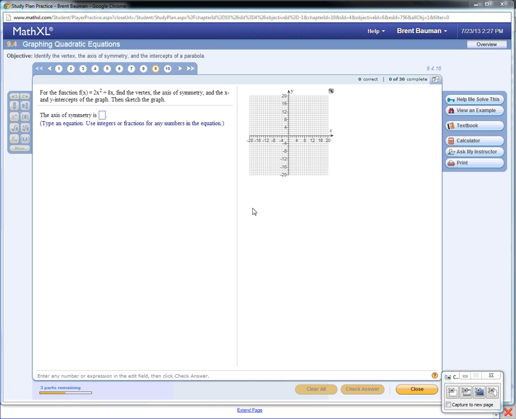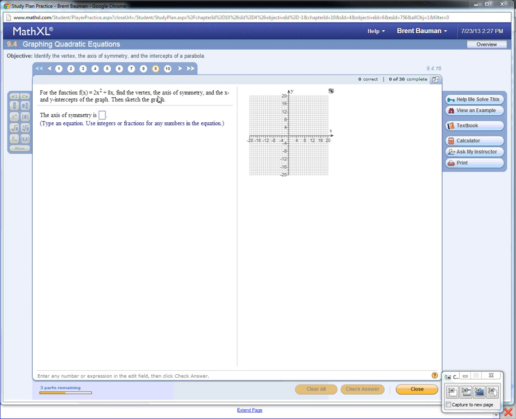Hello class, today we're going to look at graphing quadratic equations. You can see I'm in section 9.4 in the study plan, so this is the ninth one I'm looking at. Or in your book, it'd be section 9.4, number 16 would be similar.